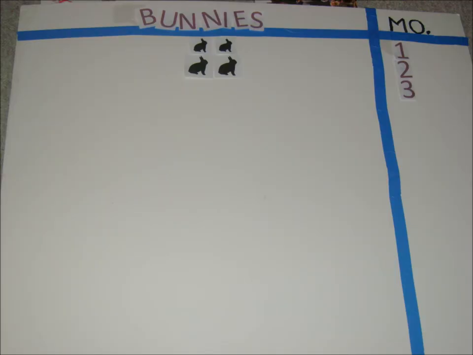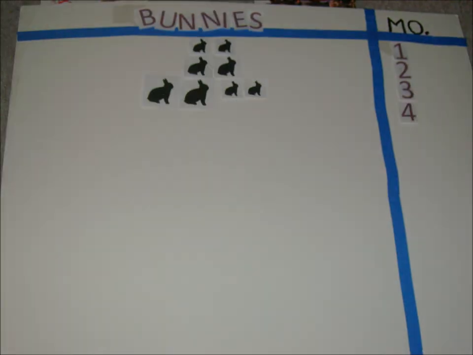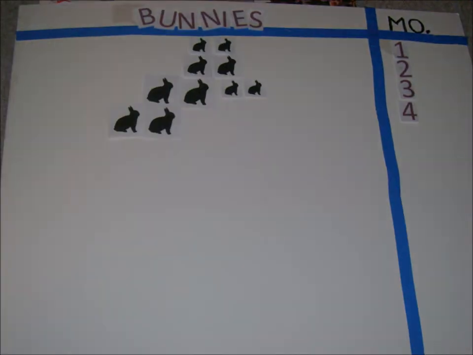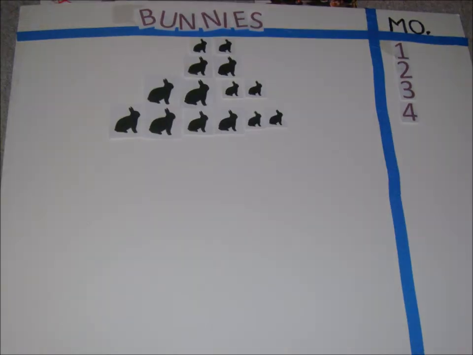Let's take a look. In the beginning of the first month, there was born one pair of baby bunnies. At the beginning of the second month, there was one pair of growing bunnies. Then, in the third month, the bunnies became adults and created life, one new pair of bunnies, for a grand total of two pairs of bunnies. In the fourth month, there was one pair of adult bunnies, one pair of growing bunnies, and one pair of baby bunnies, for a total of three pairs.